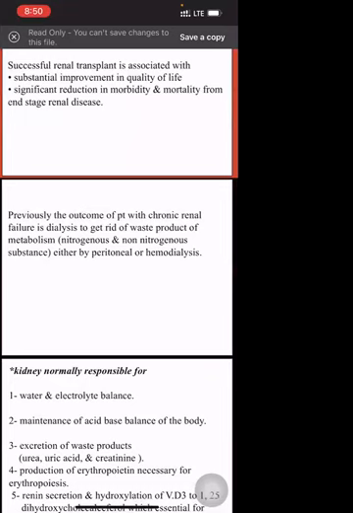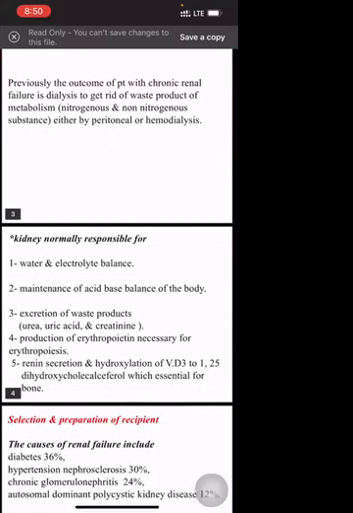Previously, the management of patients with chronic renal failure was dialysis to get rid of the waste products of metabolism, nitrogenous and non-nitrogenous substances, either by peritoneal dialysis or hemodialysis.